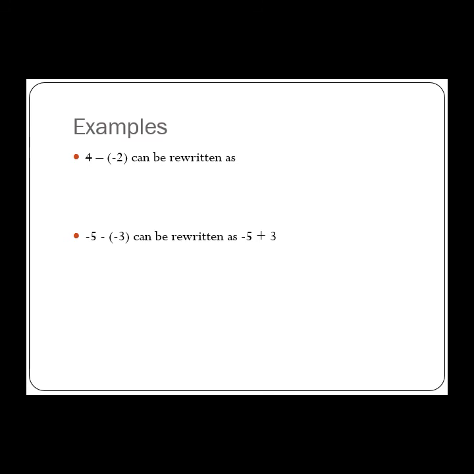So 4 minus minus 2 is really 4 plus 2. They're both positive, so I have $4 and I find 2 more. So this is 6. Negative 5 minus minus 3 can be written as negative 5 plus 3. Negative 5, positive 3. And again, we're left with negative 2.